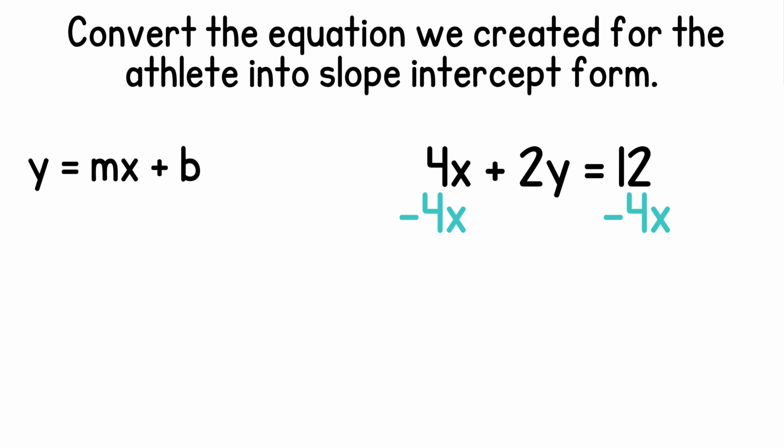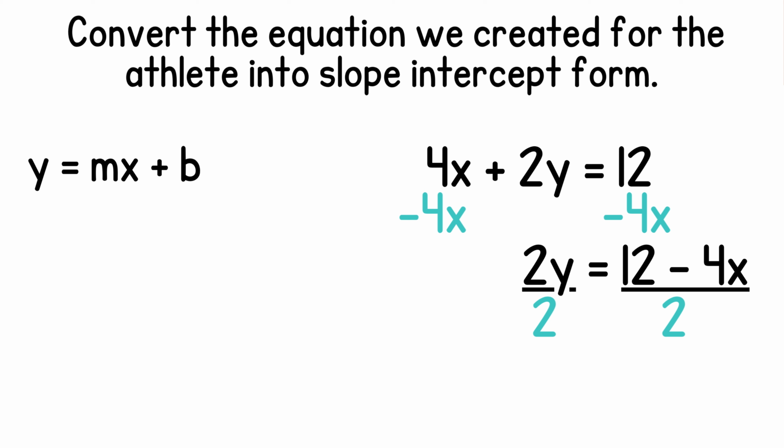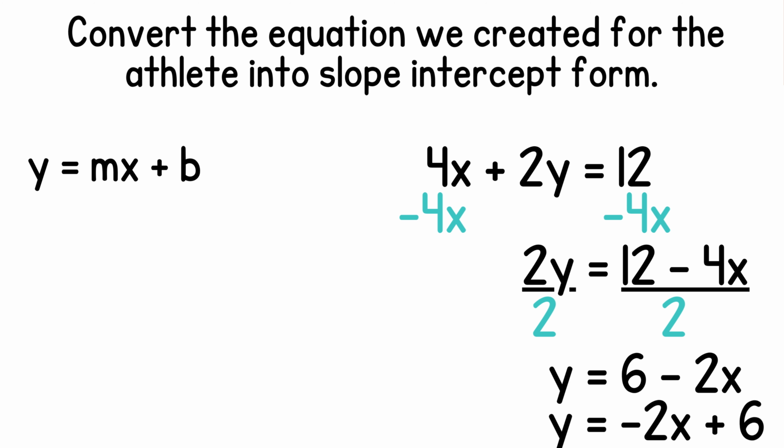We'll start by subtracting the 4x on each side. This gives us 2y is equal to 12 minus 4x. Now we'll divide both sides by the coefficient of 2, which gives us y is equal to 6 minus 2x. So we have our equation solved for y, but in slope-intercept form, the x term should go first. So we'll just switch our order and put y equals -2x plus 6, so now everything matches up with slope-intercept form.